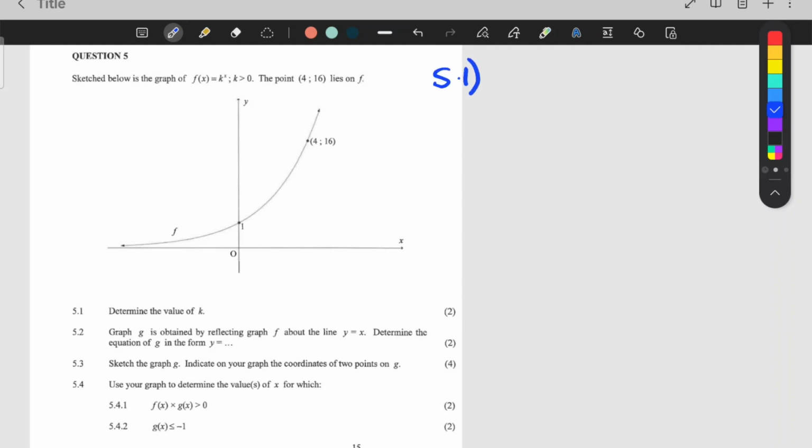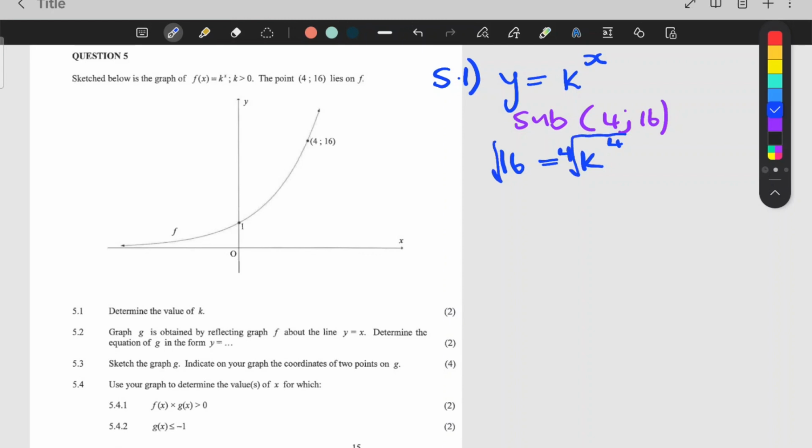Let's do 5.1. So I'm going to write the function down. y is equal to k to the x. And then I'm going to substitute the point on the graph. So I'm going to substitute (4; 16). So y is now 16 and x is 4. Now I need to solve for k. So there's more than one way, eh? So the first way is to get rid of this power. So I do the fourth root, but what I do on the right, I do on the left. So I get my k to be plus or minus 2, but it said here k is a positive number, so k is 2.